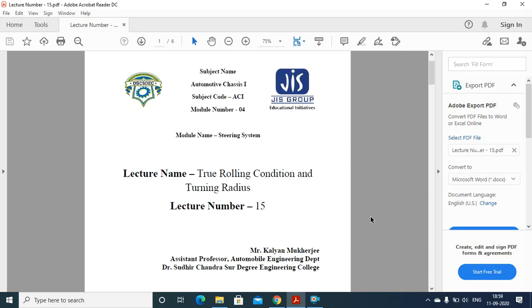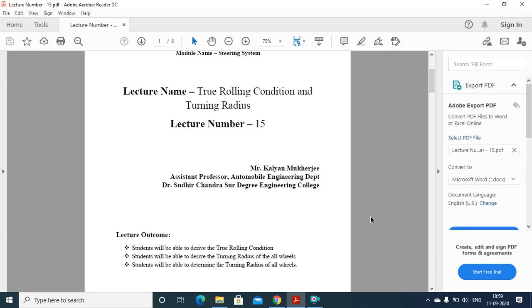Today I am going to discuss the true rolling condition and turning radius. This will be our lecture number 15. Our subject name is Automotive Chassis 1 and subject code is AC1. Module number is 4. Module name is Steering System.